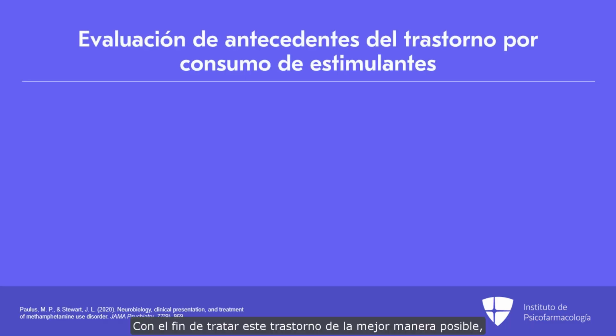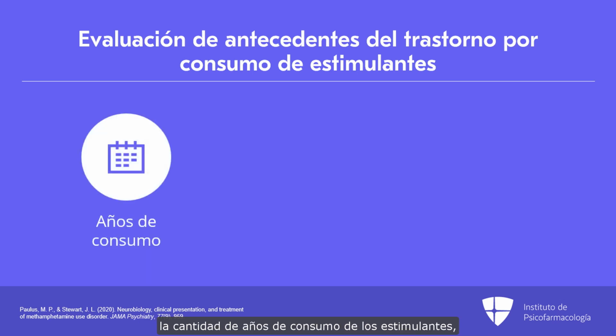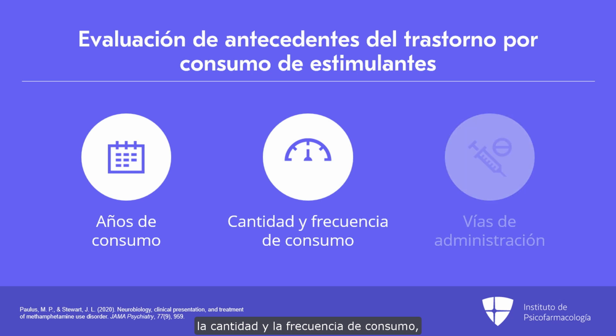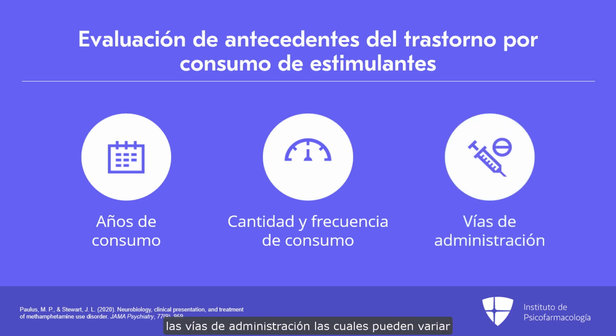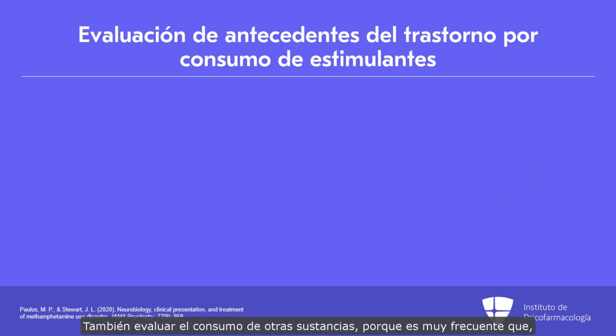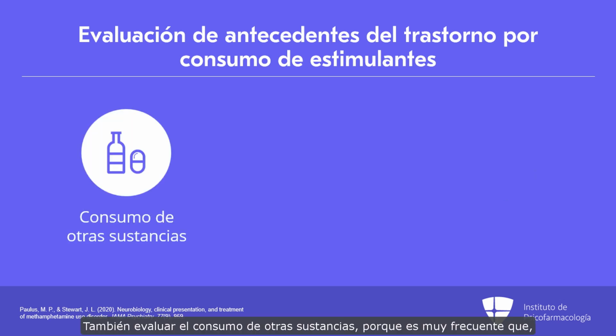There are areas of the history that are very valuable to obtain in order to treat this disorder the best, and that would include the number of years of use that the person has had of the stimulant, the amount and frequency of their use, the route of administration, which can vary from oral to intranasal to smoking to intravenous. Other substance use, because very typically when people have a stimulant use disorder, they may be using other substances.